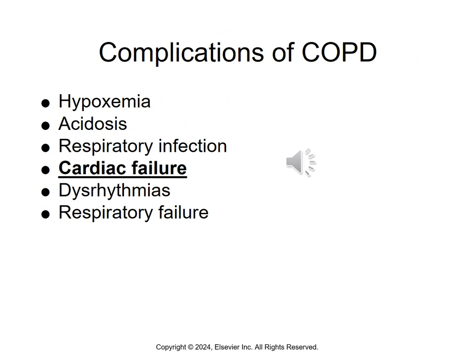This is with all diseases. We have to focus in on the complications of COPD: hypoxia, acidosis, increased risk for respiratory infections, cardiac failure, which we'll come back to, increased risk for dysrhythmias and respiratory failure. So cor pulmonale, this is right-sided heart failure caused by pulmonary disease. Again, this is consistent due to the bronchitis and emphysema pathophysiology of COPD, the air trapping, airway collapse, stiffening of alveolar walls, increases lung tissue pressure, narrows lung blood vessels, making blood flow more difficult.